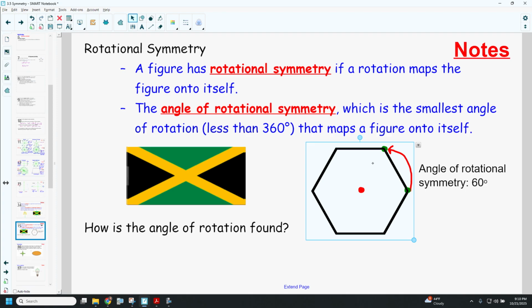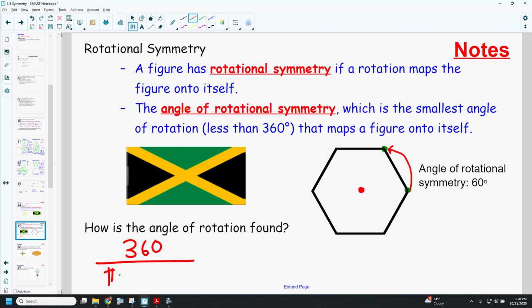Okay, well, so what we say is it's got, and we call it, n-fold or 6-fold rotational symmetry. Now, one complete turn is 360 degrees. So how can I find the angle of rotation? Okay. I can take 360 and divide it by the number of times that you can turn it in one complete rotation.